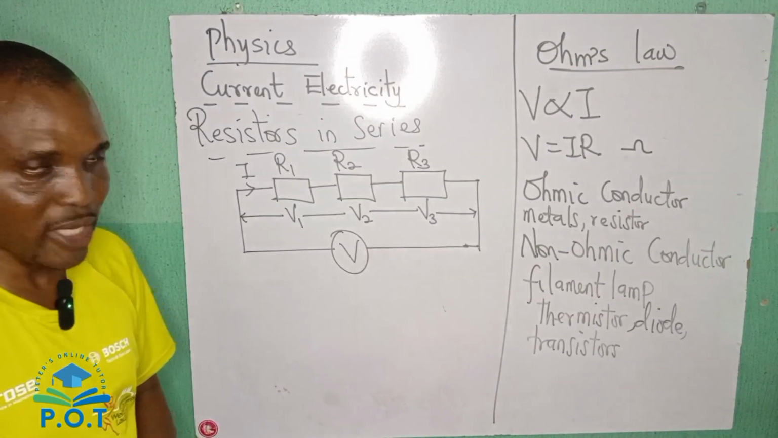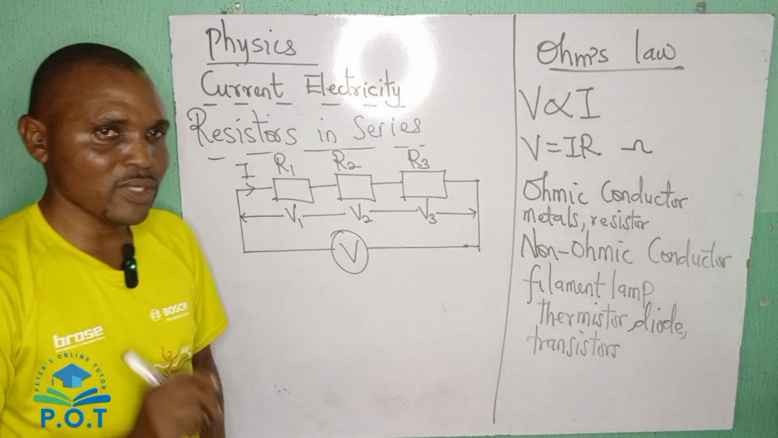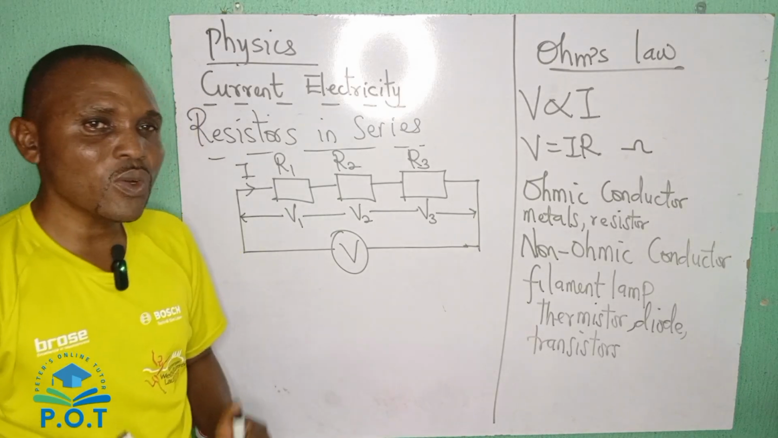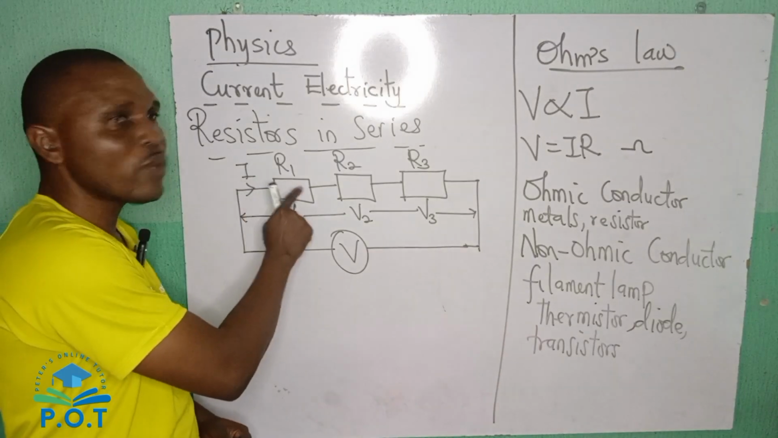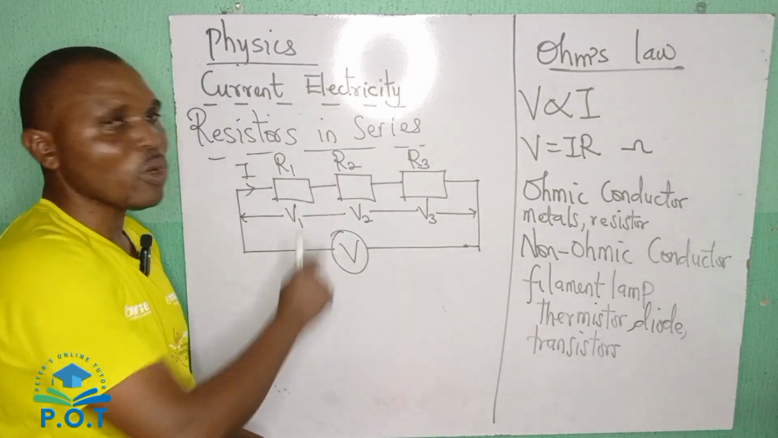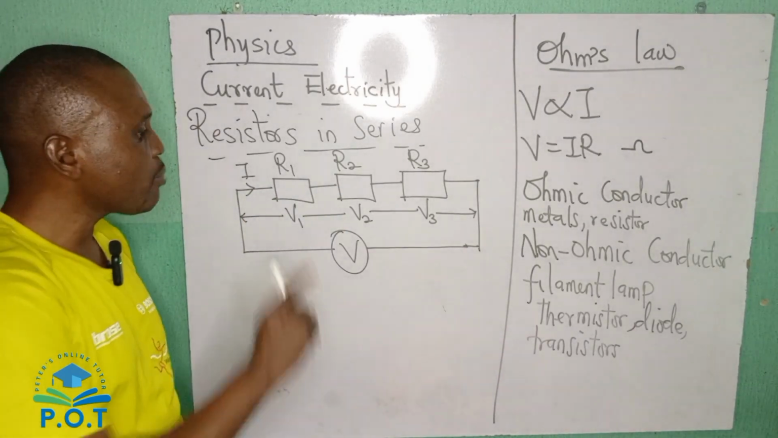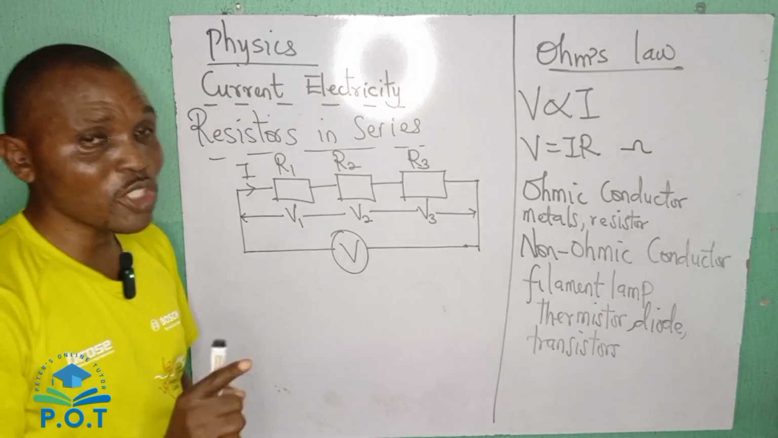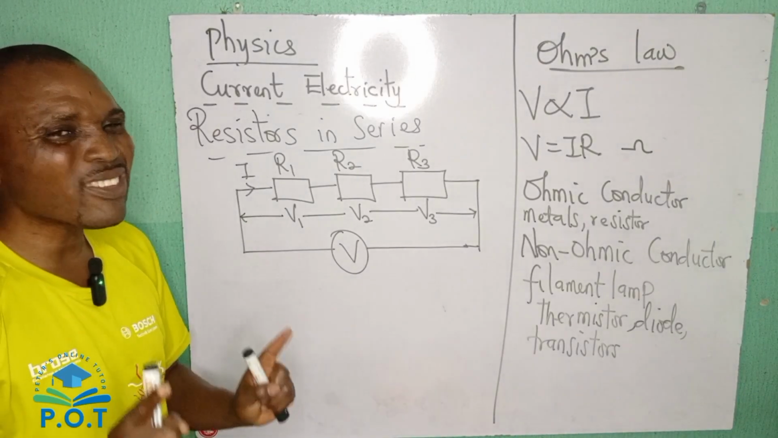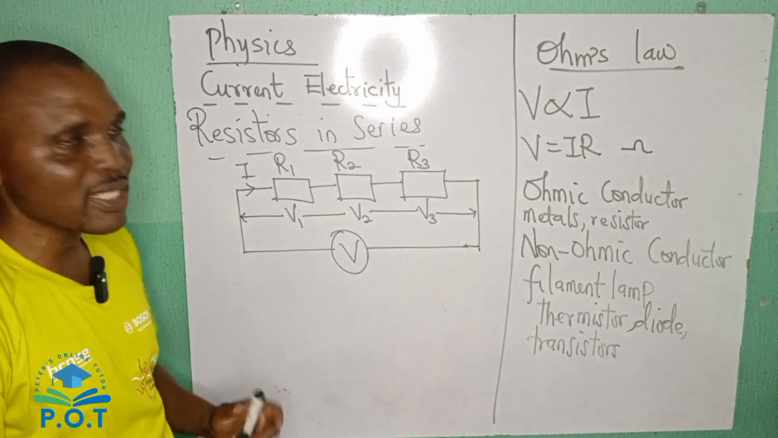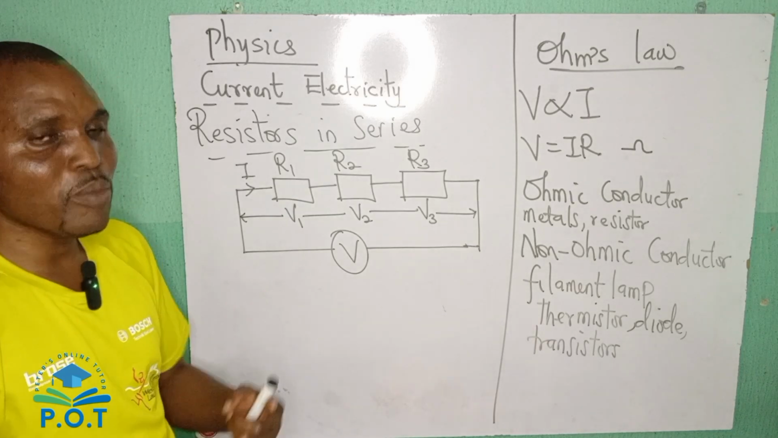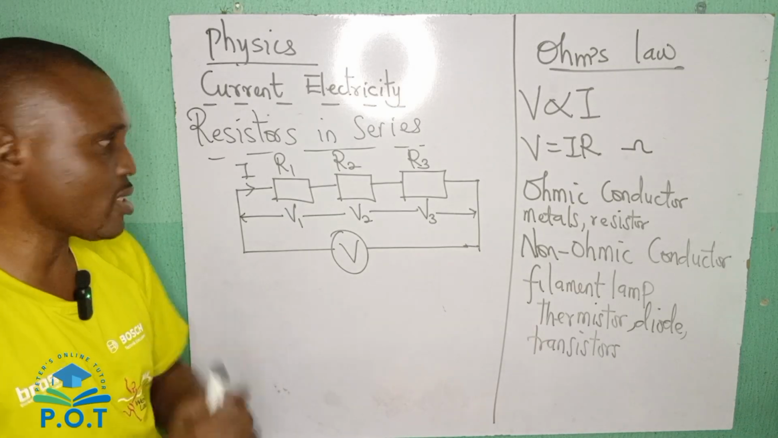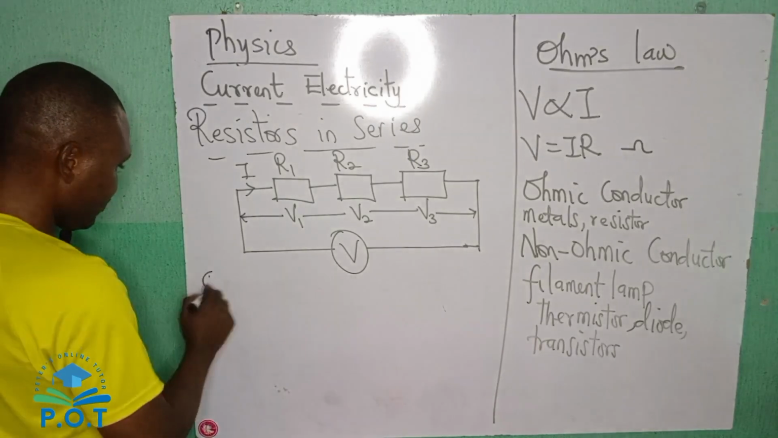Now looking at the diagram on the board, you have three resistors that are connected in series. I want us to understand something here quickly. When resistors are connected in series, the same amount of current flows across each of the resistors, but the potential difference across each of the resistors is not the same. So when resistors are in series, current is the same, but potential difference is not the same. Let's take note of this.